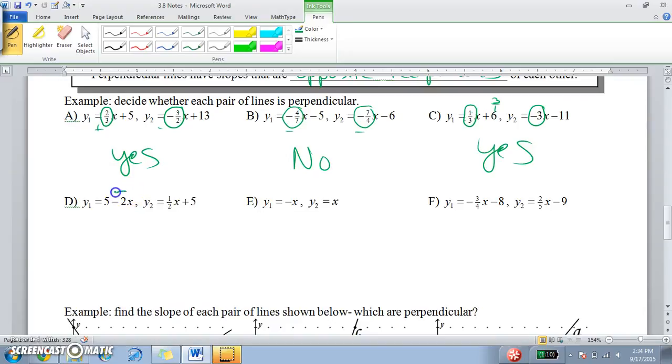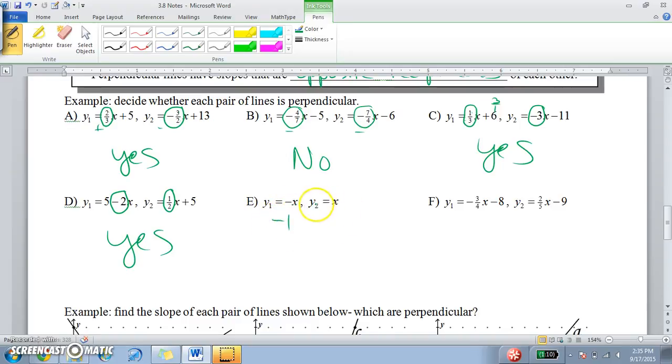This one, I have a slope of negative 2. Don't forget the negative because that says minus 2x. So negative 2 and positive 1 over 2. These are reciprocals. One's positive, one's negative. Yes, they are perpendicular.